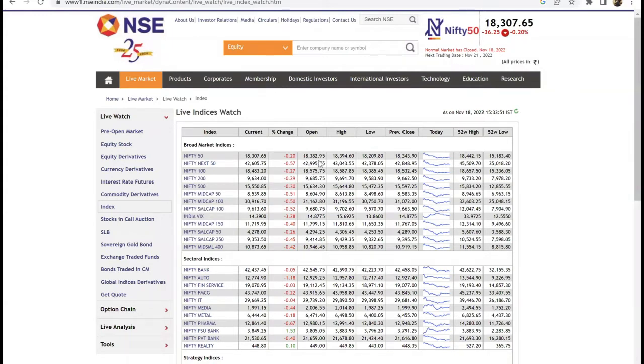Nifty opened at 18382. As you can clearly see, after opening at 382, it came down and closed at 307. After opening at 82, it made a high of 394 and a low of 209. So what was the range? If someone asks what the range of Nifty yesterday was, the range is high minus low. Nifty moved between 18394 and 18209. That was the range.